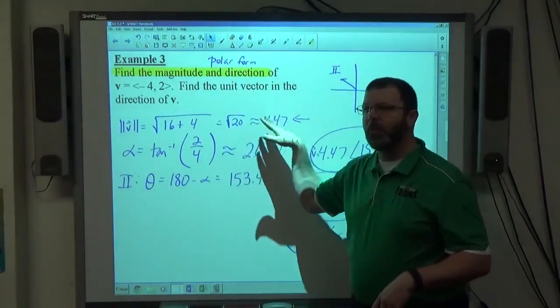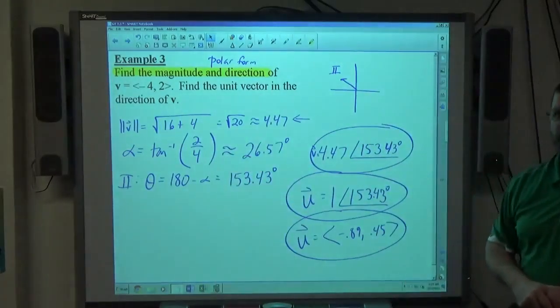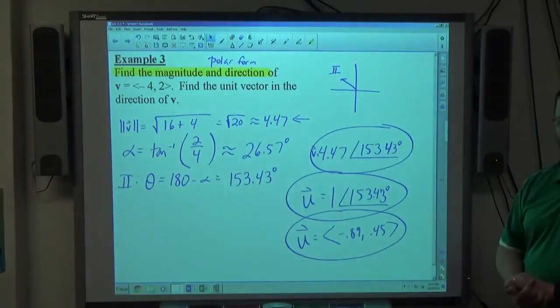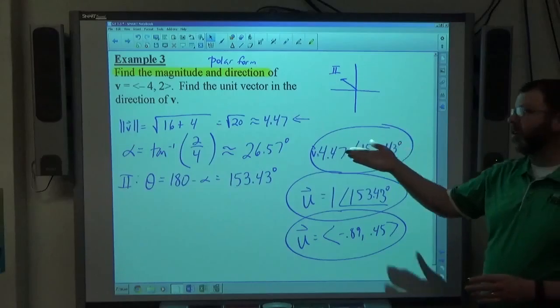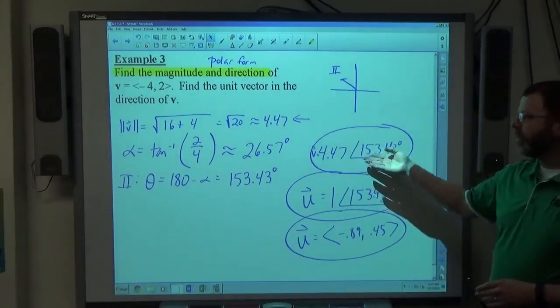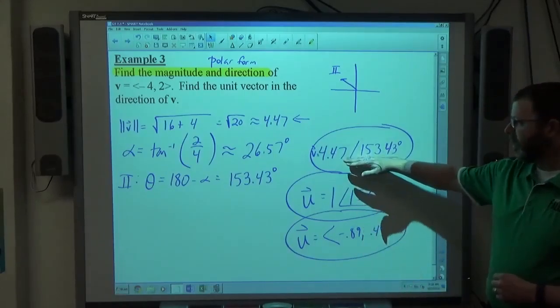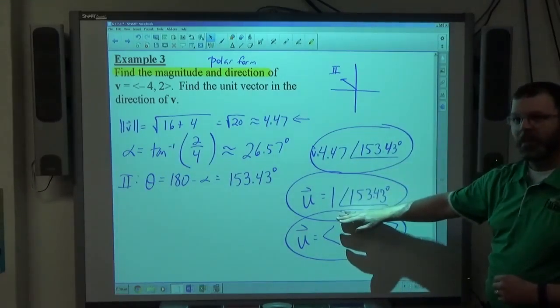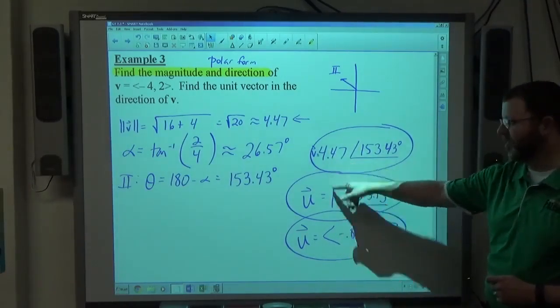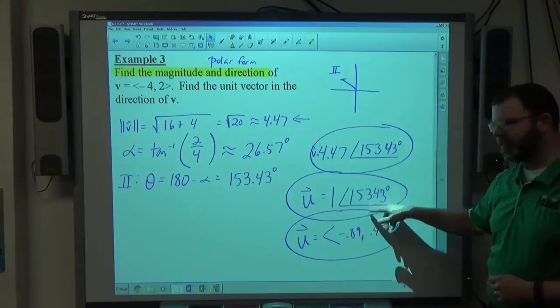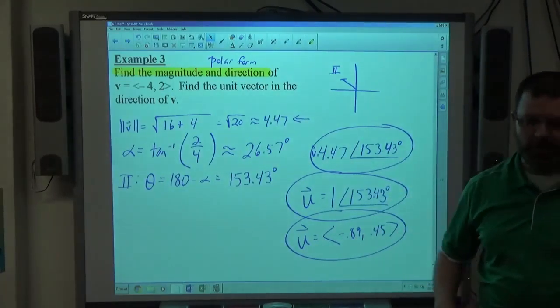You have to do that one step, but you don't have to do all the inverse tangent and stuff like that. Depending on what they're asking for: if they're asking for magnitude and direction, they want the polar form. If they want the unit vector, they usually want it in component form. But if you've already got polar form, it's really easy: change the magnitude to 1, and then the cosine of that angle and sine of that angle get you the unit vector in regular form.